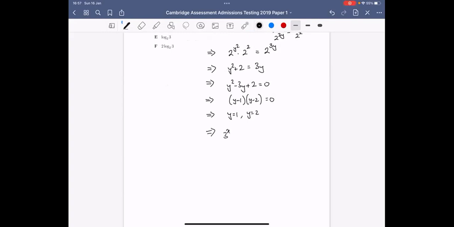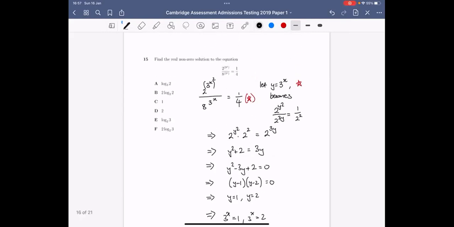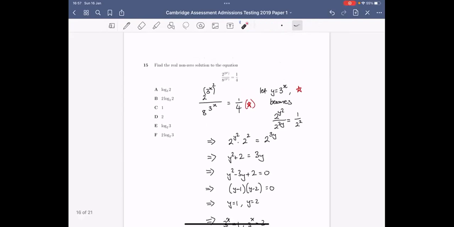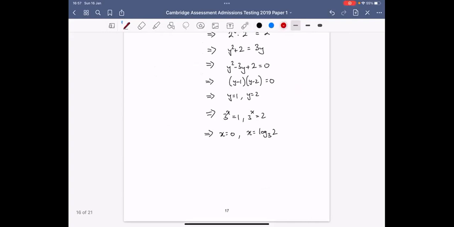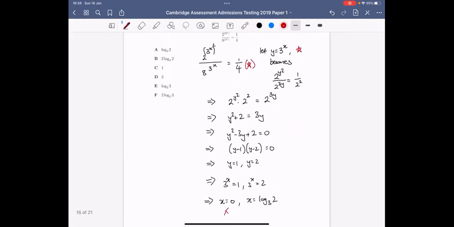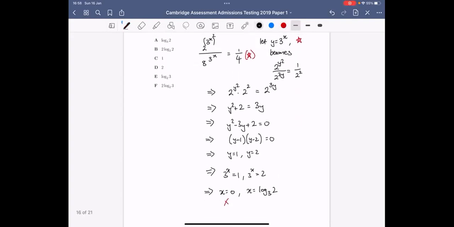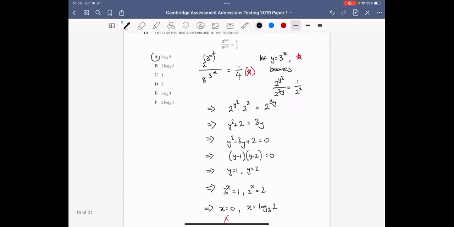That means 3 to the x is equal to 1, 3 to the x is equal to 2. This means x is equal to 0 and x is equal to log base 3 of 2. But we know that the solutions have to be non-zero, so that this option is a no. And so the answer is log base 3 of 2, and it's A.